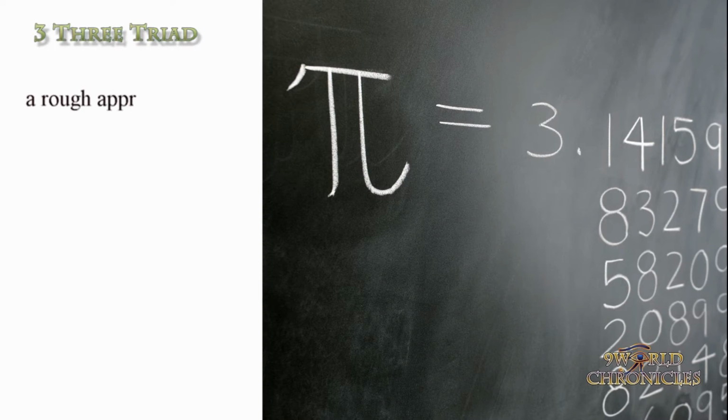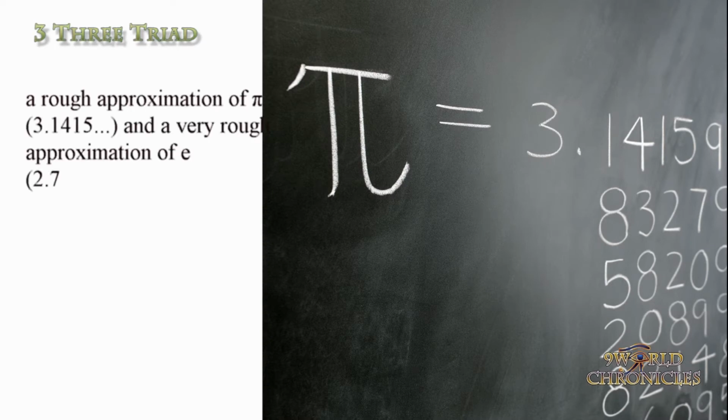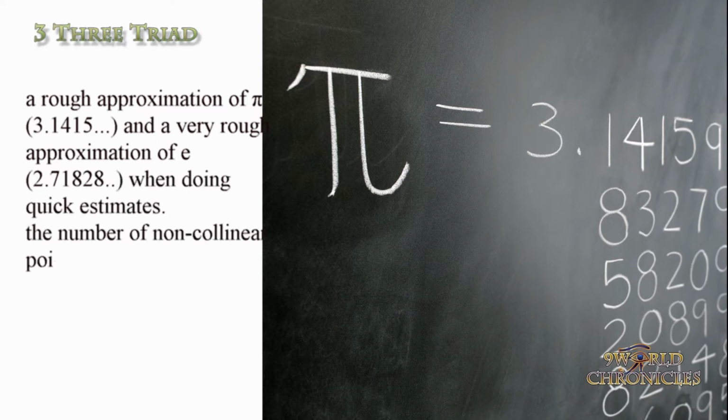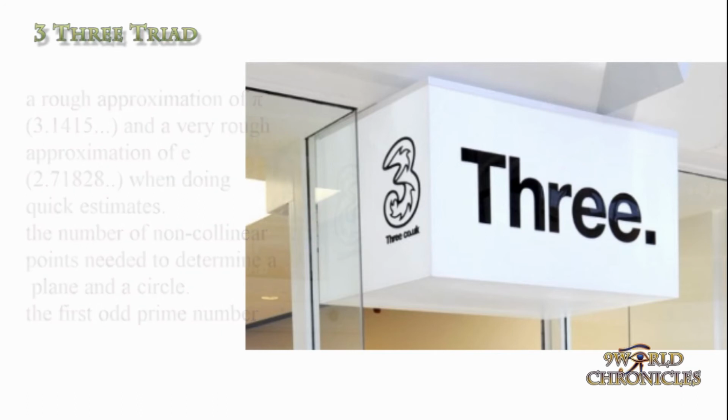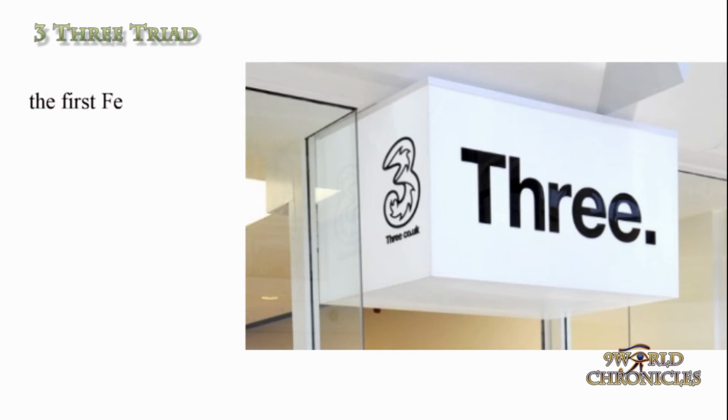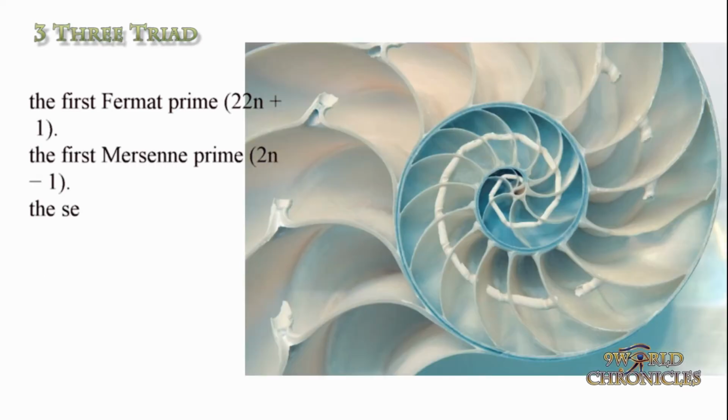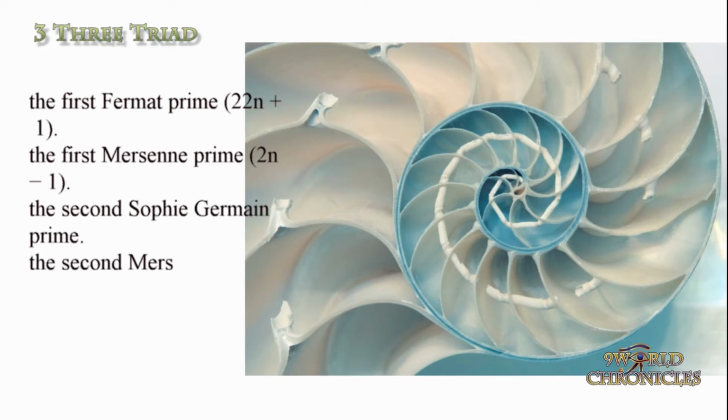3 is a rough approximation of pi, and a very rough approximation of e. It is the number of non-collinear points needed to determine a plane and a circle. It is the first odd prime, and it is the first Fermat prime. It is the first Mersenne prime, and the second Sophie Germain prime. It is the second Mersenne prime exponent, and the second factorial prime.